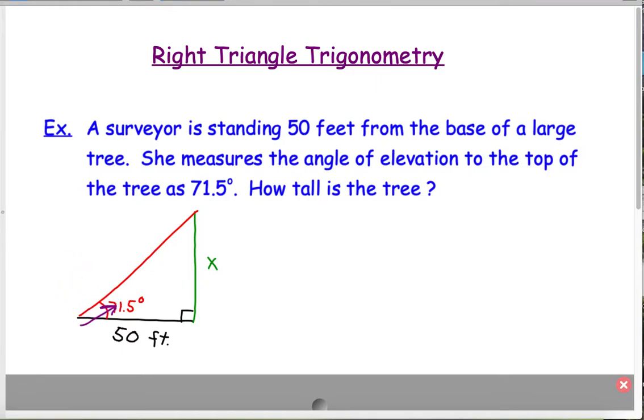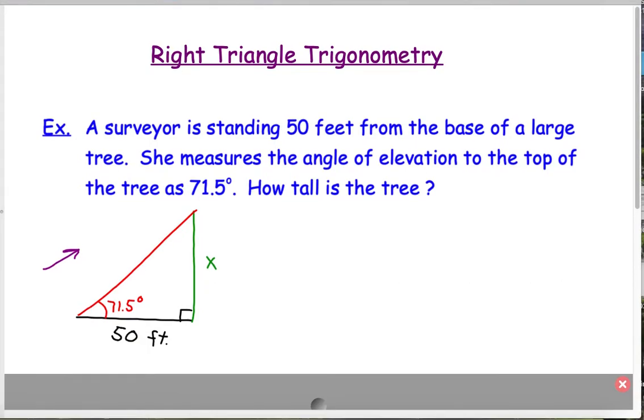Well, here's the angle we have, although we could figure out this one. So with this angle, this is the opposite leg and this is the adjacent leg. So that would call for us to use the tangent. So we're going to say the tangent of the angle, 71.5 degrees, is equal to the opposite leg over the adjacent leg.